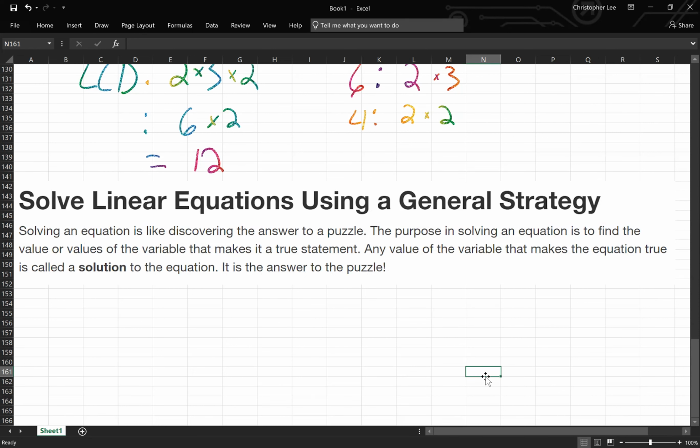So we're gonna solve linear equations using a general strategy. Solving an equation is like discovering the answer to a puzzle. The purpose in solving an equation is to find the value or values of the variable that makes it a true statement. Any value of the variable that makes the equation true is called a solution to the equation. It is the answer to the puzzle, right?